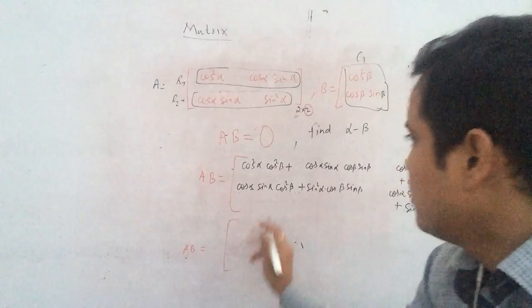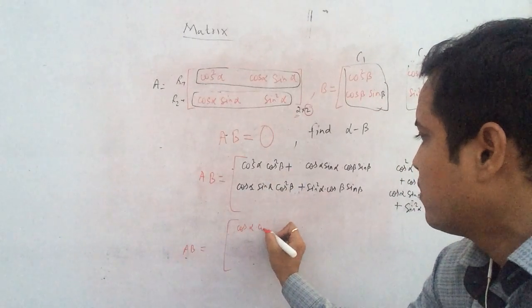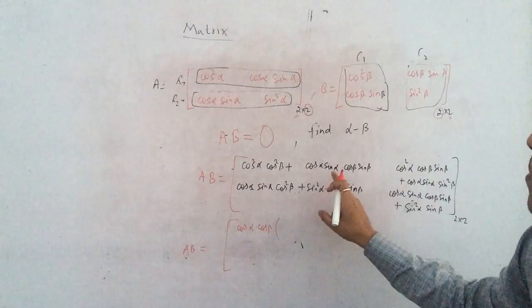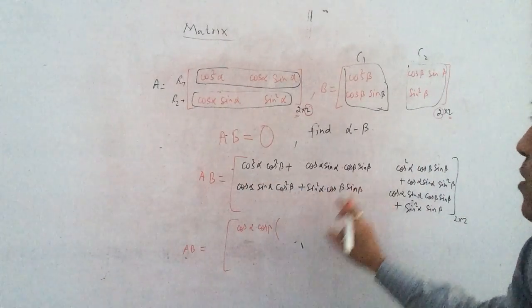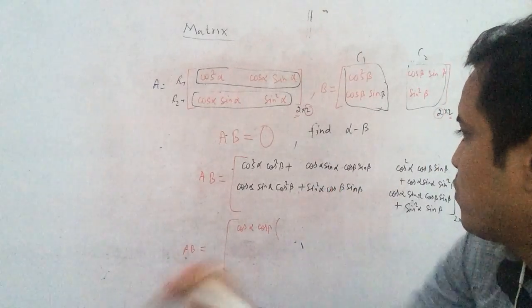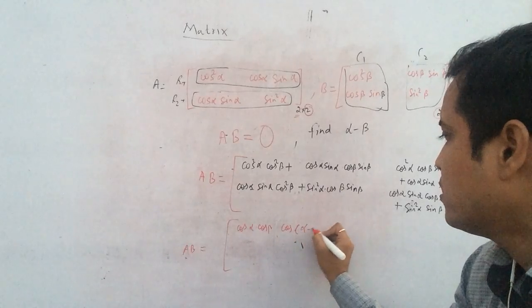When you take cos alpha, cos beta common, what would you get? You'd get cos alpha cos beta plus sin alpha sin beta. There is a formula: cos A cos B plus sin A sin B, which is cos A minus B. So you get cos alpha minus beta.